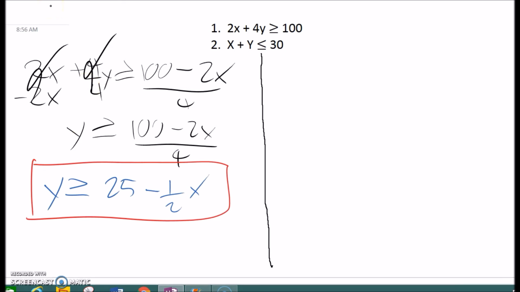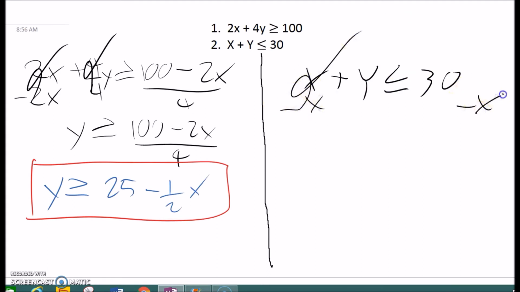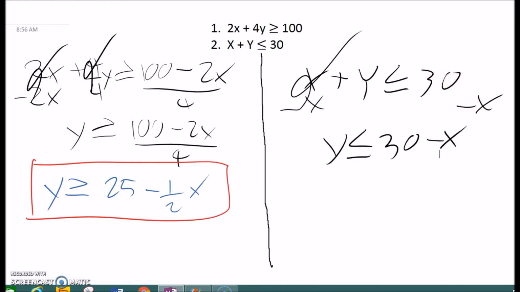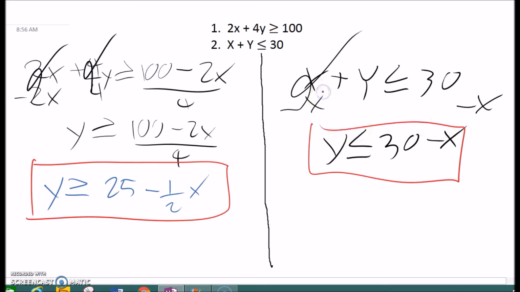Okay, so for the second equation, which is x plus y less than or equal to 30, in this case we would subtract x from both sides, so x gets cancelled out. And then y would be less than or equal to 30 minus x, and this is going to be our slope-intercept form for the second equation.